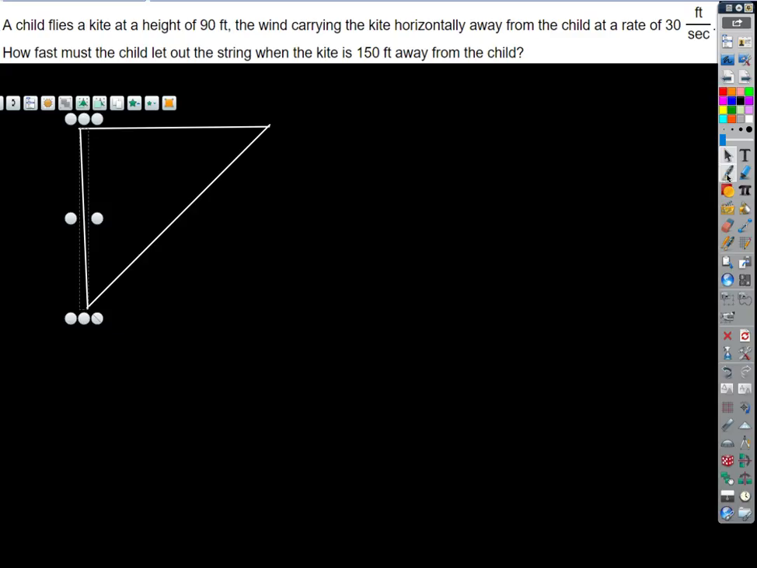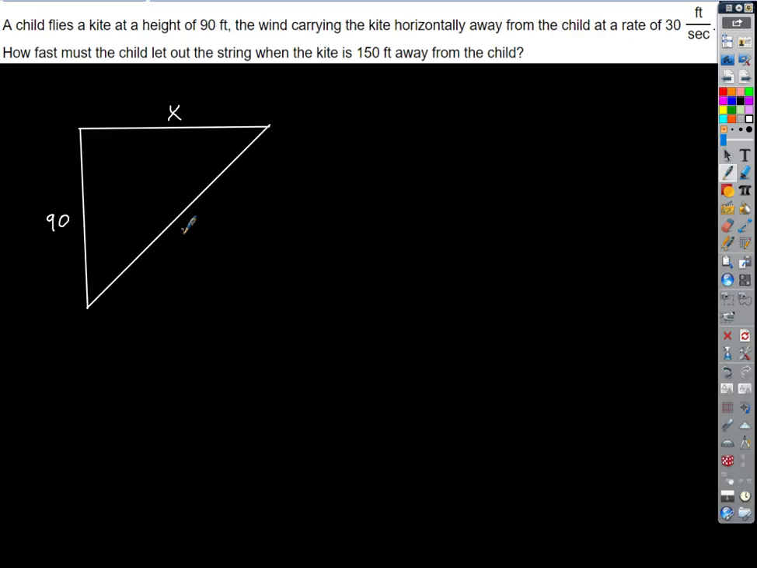that? Yeah, I guess. Okay, so we can label some things here, right? So here's the child down here, here's the kite. So then this is just 90. Let's call this X, I guess. Sound good? And we'll call this, is it 150? No, that's this distance, right? Okay, but that's a variable, right?